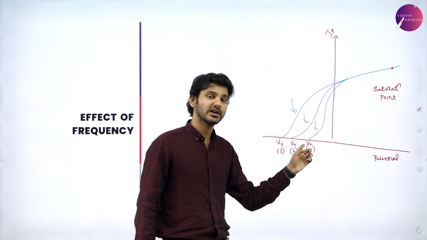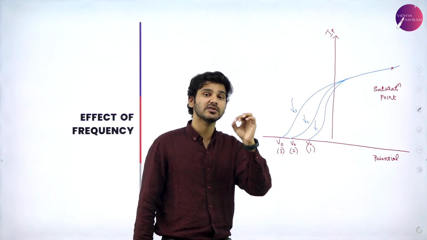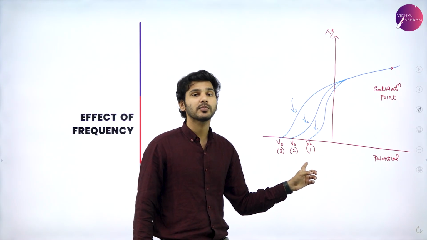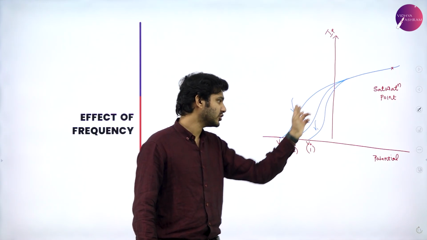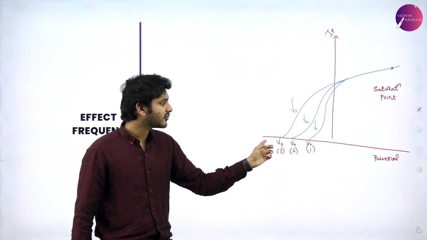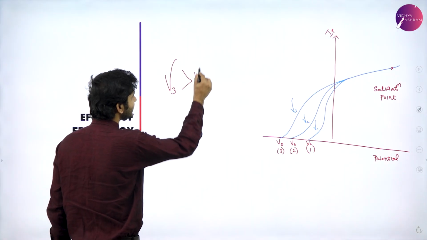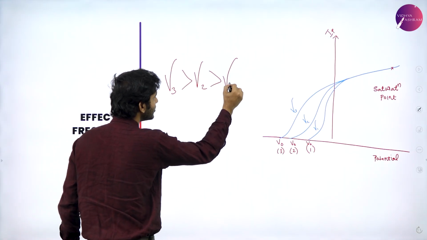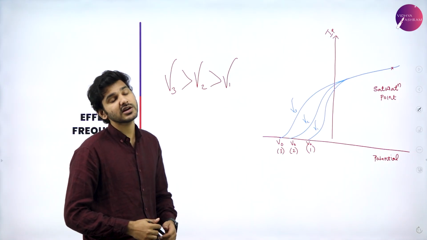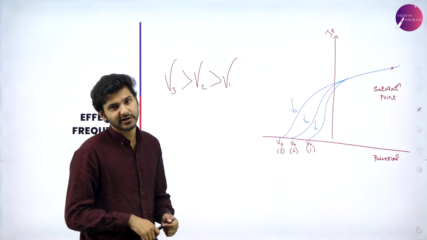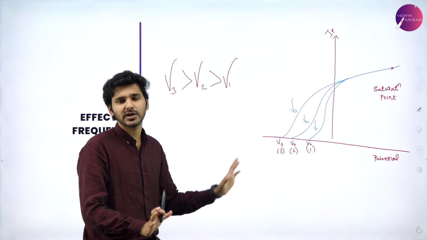For mu1, that is, for a wave of frequency 1, it will have stopping potential V01. For mu2, it will be V02, and similarly for mu3, it will be V03. Given that mu3 is greater than mu2, which is greater than mu1, this will be the effect of frequency on the photocurrent. Again, it's the same thing, just experimentally proven.